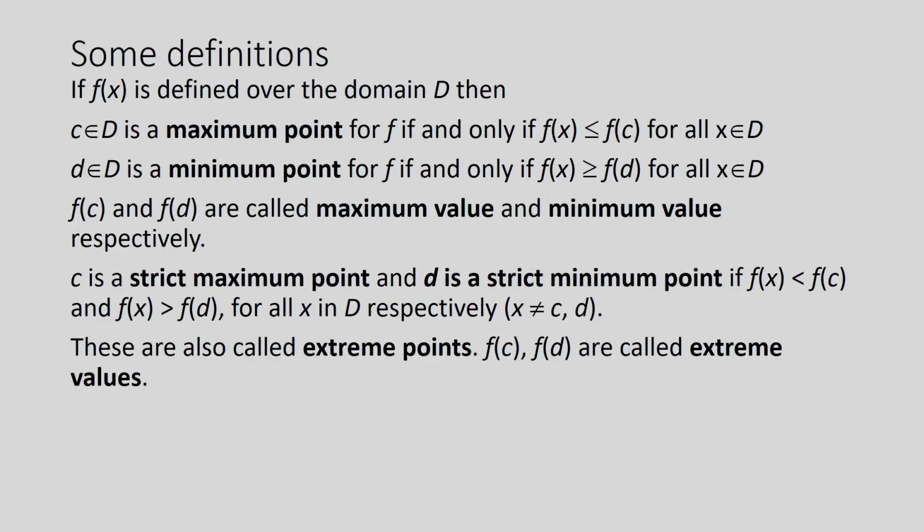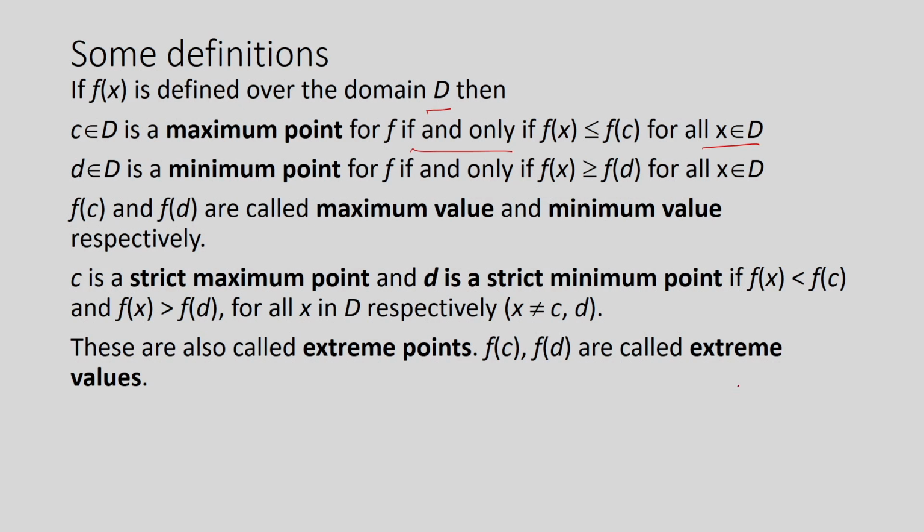So, this would be helpful in developing the method for multivariable optimization. We start out with certain basic definitions. Some of these we have seen before; this is just to recall. If f(x) is defined over the domain capital D, then what is the maximum point? Small c belonging to capital D is a maximum point for f if and only if f(x) is less than or equal to f(c). In that case, we say that small c is a maximum point.